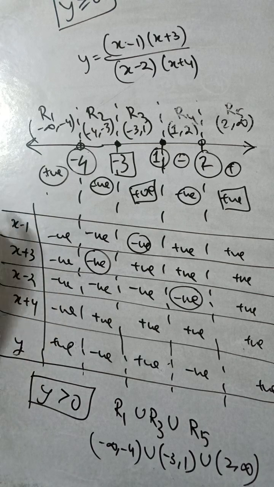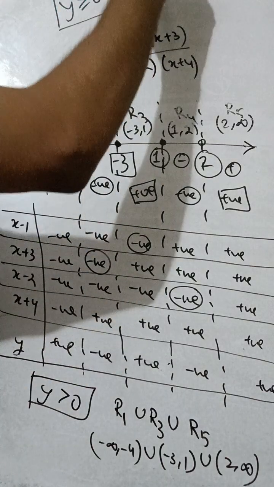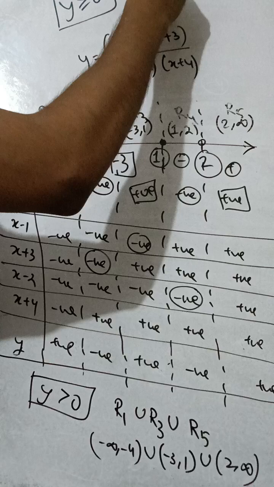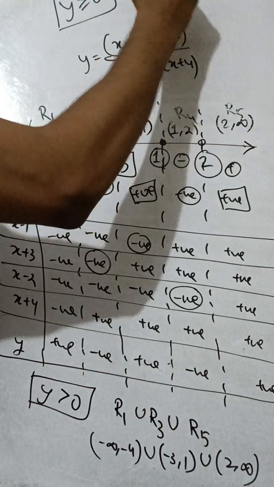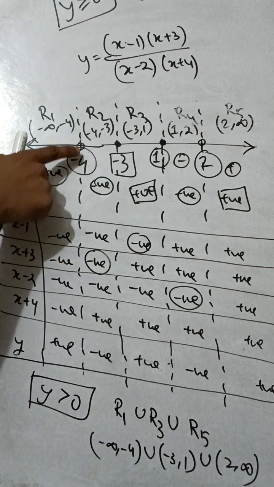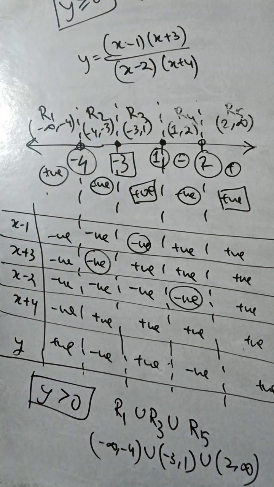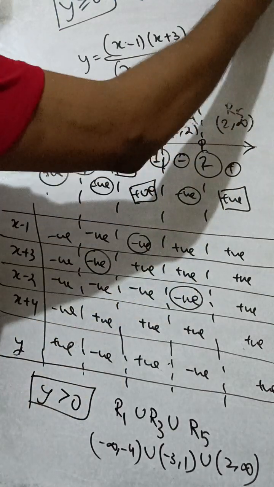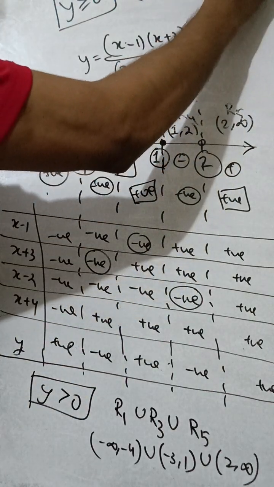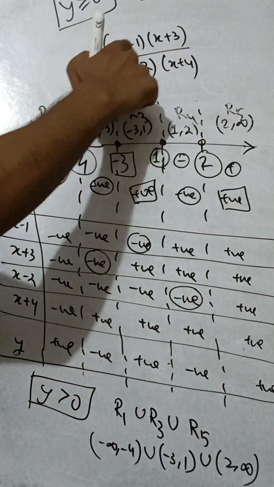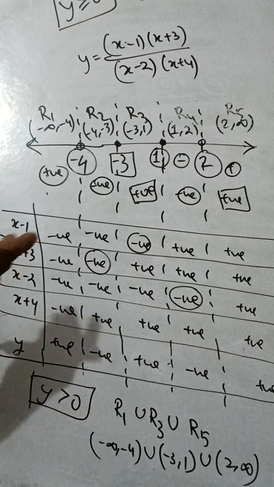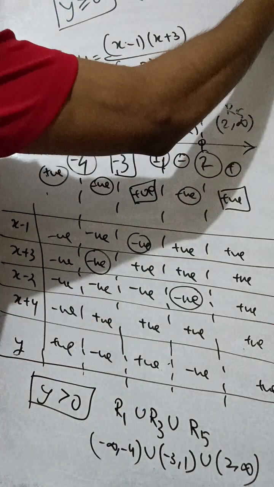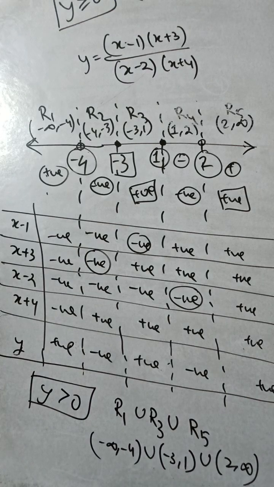Coming back to the question, where is y greater than or equal to 0? The answer is minus infinity to minus 4, but we will not include minus 4, because if we include minus 4, our expression becomes undefined. Union minus 3 to plus 1, but here we shall include both minus 3 and plus 1. Why? Because even if we include them, the expression becomes 0, and that is okay, because they belong to the numerator. I hope things are clear.